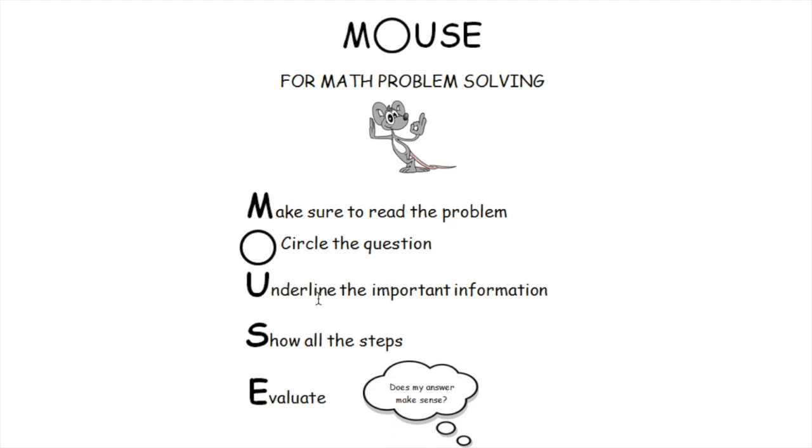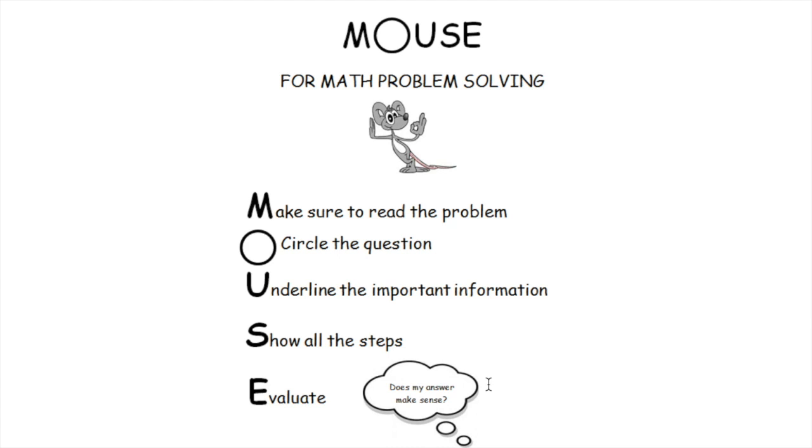You want to underline the important information. I'm going to highlight it. I hope that's okay with you. S, show all your steps so we know what you're talking about. And finally, E, evaluate. Does my answer make sense? With the first problem, we'll show you how it's done, and then you'll do the second problem by yourself.